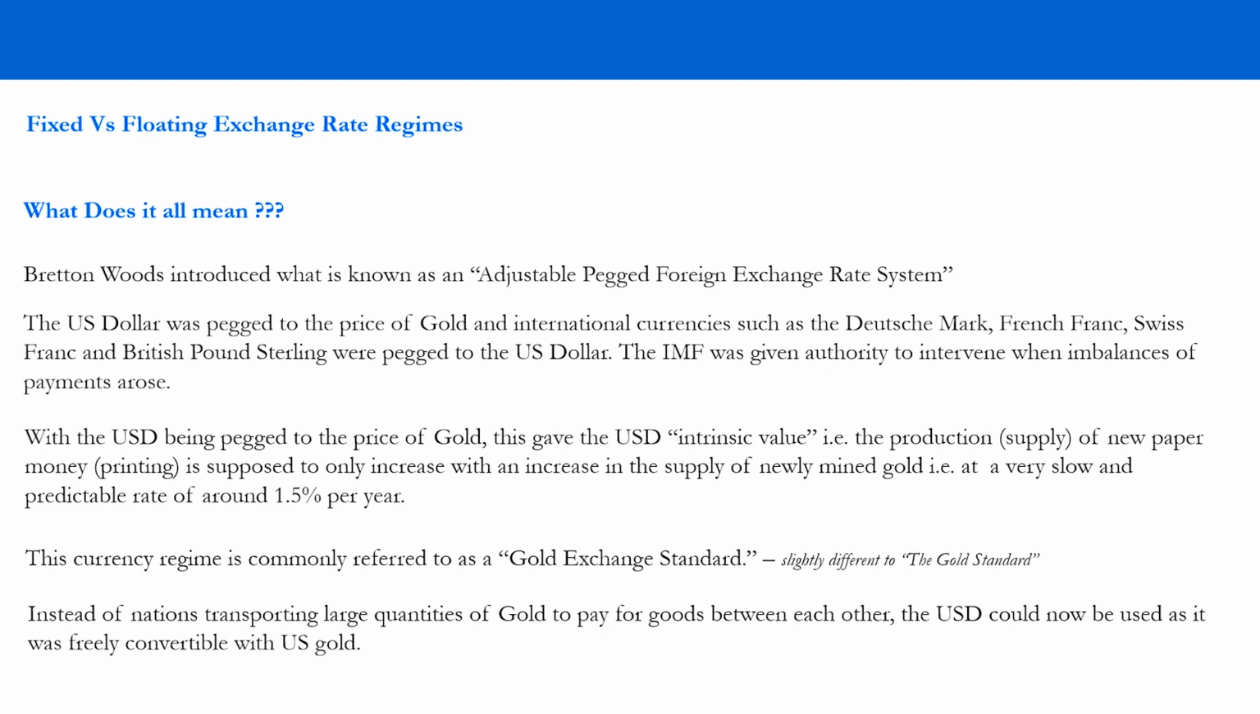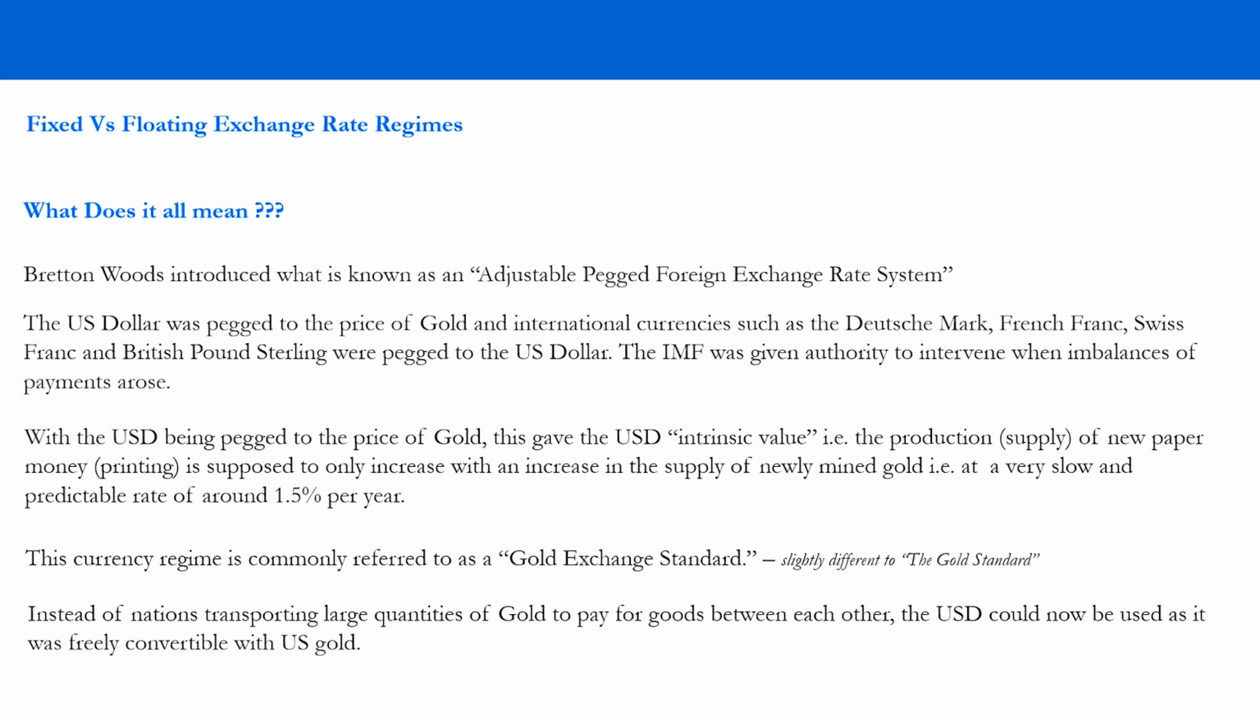What's supposed to happen is that the supply is only supposed to increase with an increase in the supply of newly mined gold, so at a very slow pace. This basically takes the responsibility of money printing out of the hands of central authorities. So if a 1.5% increase in the supply of gold occurs in one year, then the amount of notes in circulation, the amount of money, can increase by the same amount. And this currency regime is commonly referred to as a gold exchange standard.